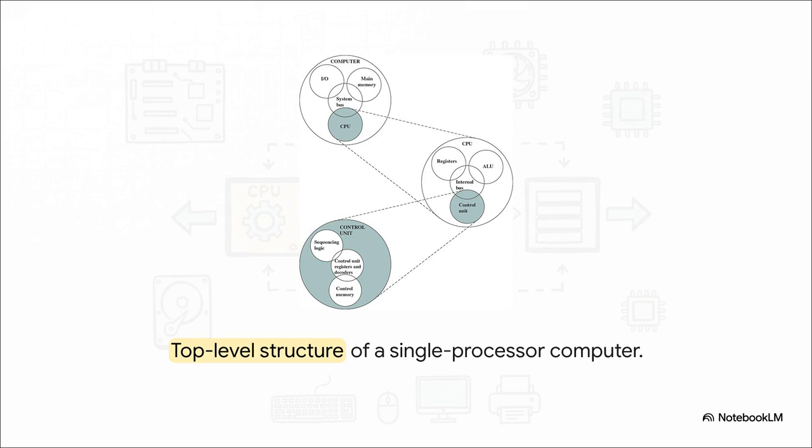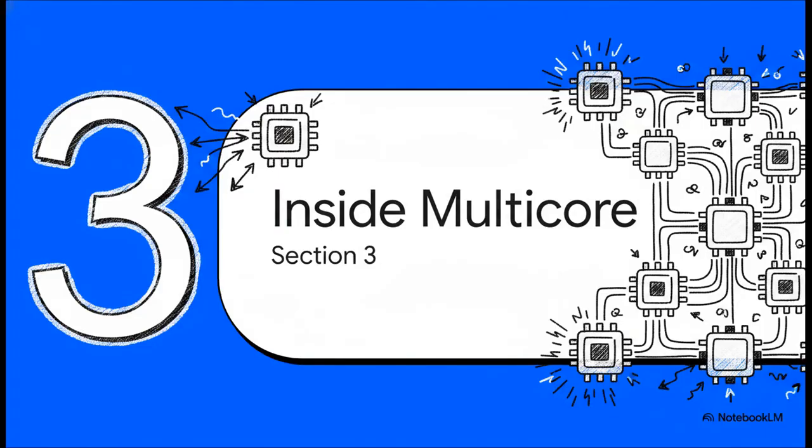If you zoom into the CPU itself, you'll see it actually has its own internal structure: an arithmetic and logic unit for the heavy lifting processing, internal registers for tiny amounts of immediate rapid-fire storage, and a control unit to manage the whole flow. All right, time to zoom in further.